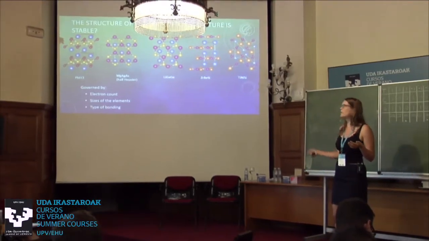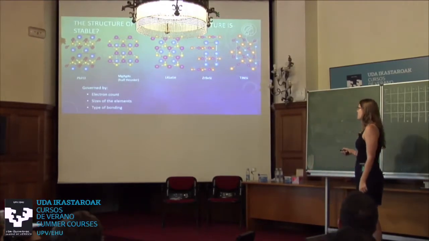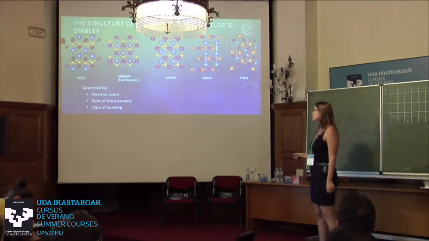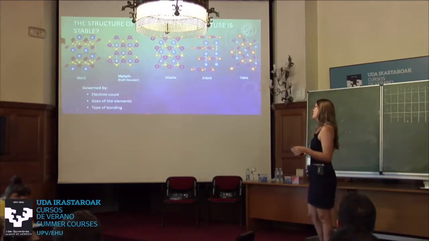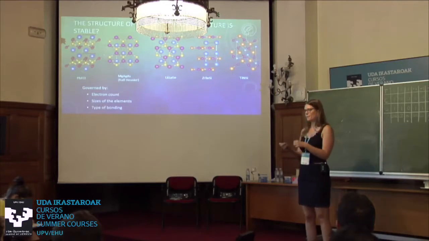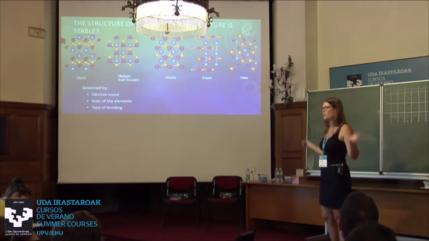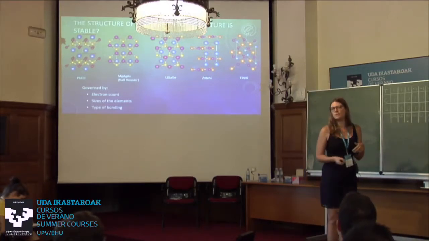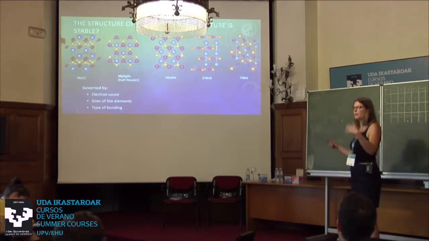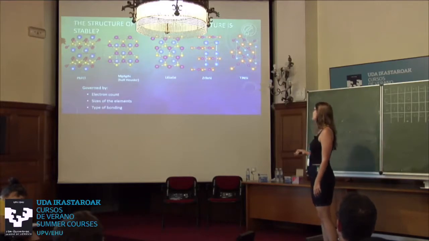Some of the compounds I draw here are semiconductors or insulators, others are metals. And what structure they're adopting is largely governed by three things. The electron counts, how many valence electrons the elements have, the sizes of the elements, so ratios of, do you have a small and a large one together, are they all large, are they all small, and then the type of bonding between them. So the bonding can be more covalent or more metallic, or the bonding can be really ionic, and that also creates some difference in the structure.